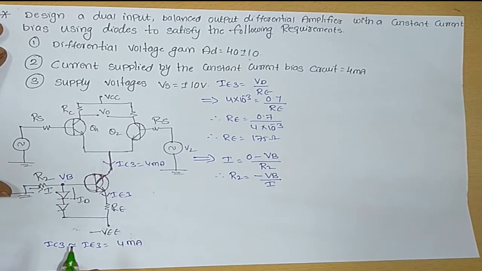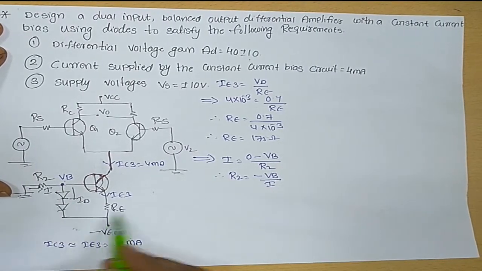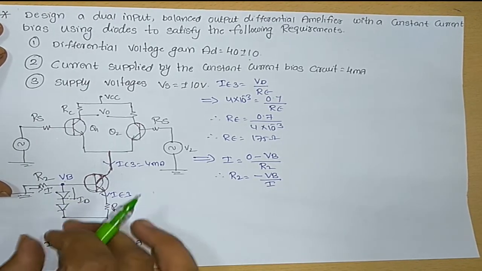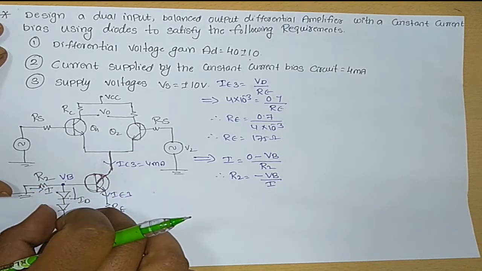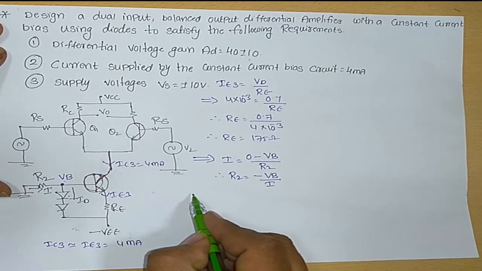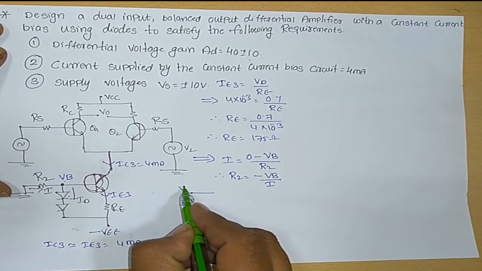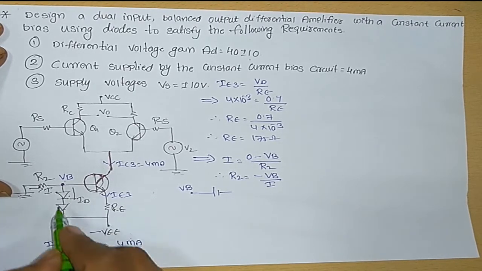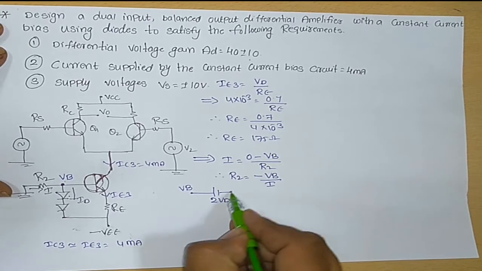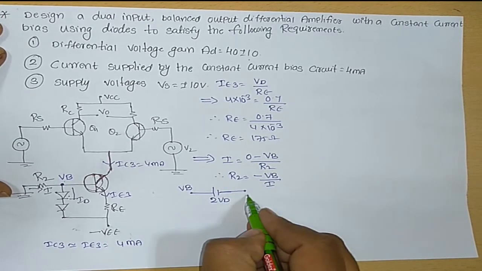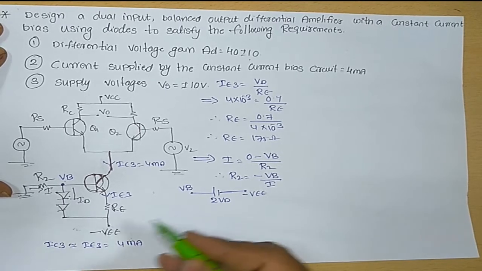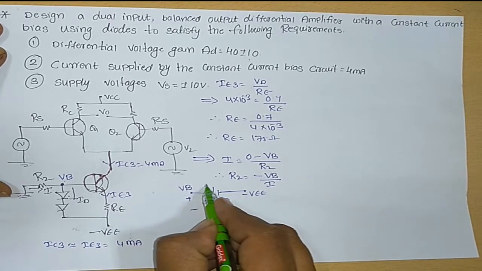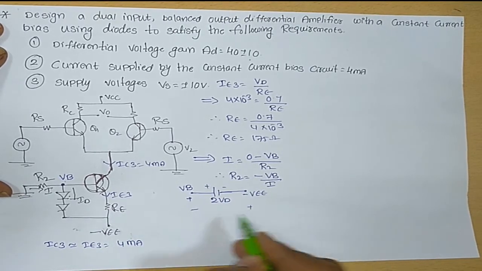Clear? But here we need to estimate this VB value. How to estimate this VB value? Here each diode offers the voltage equal to VD, and the overall voltage between these two terminals is 2 VD. As per our convenience, we redraw the circuit. This we consider as VB. In between VE and VB we have the voltage equal to 2 VD, and at this end we have the voltage equal to minus VEE. We indicate the polarities of these voltages, plus minus, and here minus plus. Apply KVL.